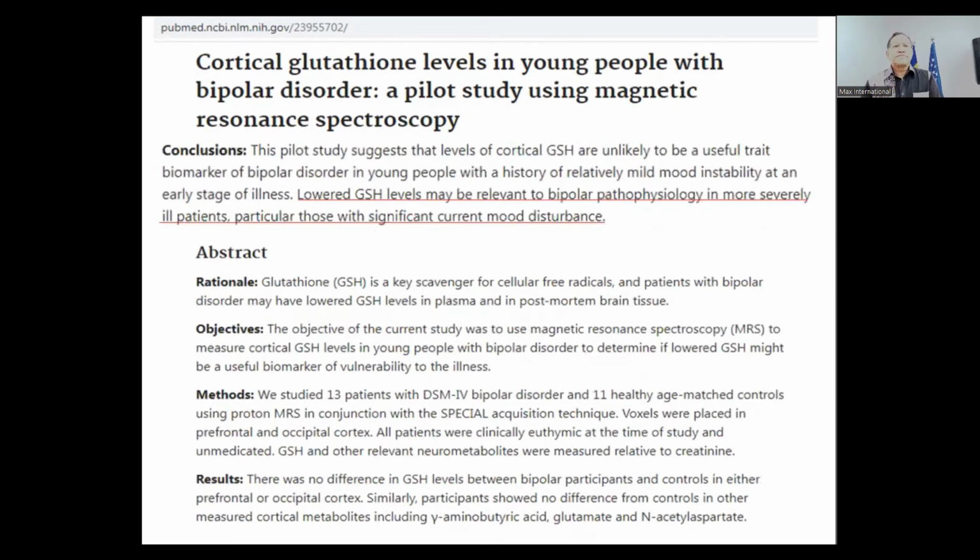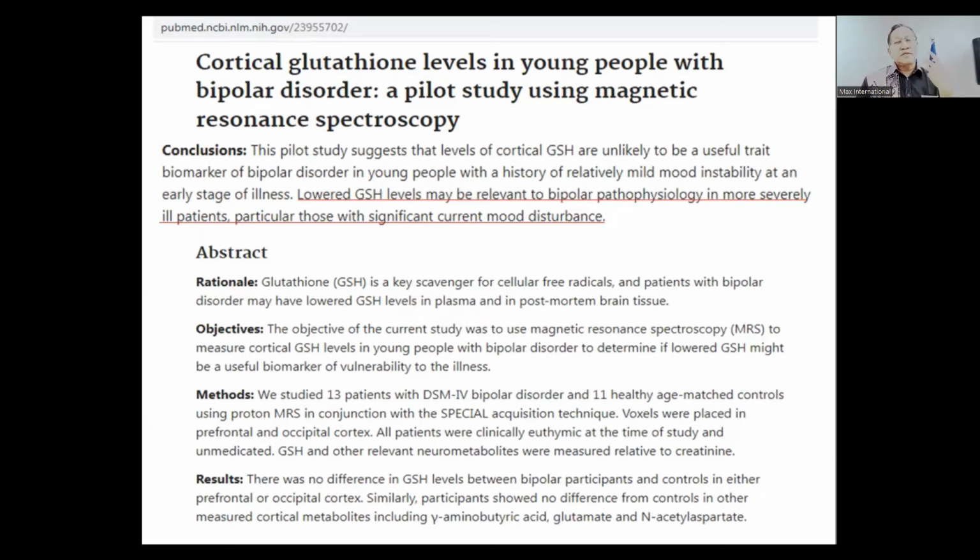So conclusion: this pilot study suggests that levels of cortical glutathione are unlikely to be a useful trait biomarker of bipolar disorder in young people with a history of relatively mild instability at an early stage of illness. However, lowered glutathione levels may be relevant to bipolar pathophysiology in more severely ill patients, particularly those with significant current mood disturbances. So they found that in mild cases, they didn't detect a difference in glutathione, but in the severe cases, yes.